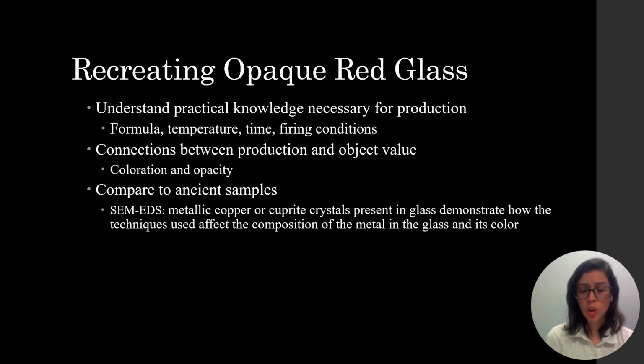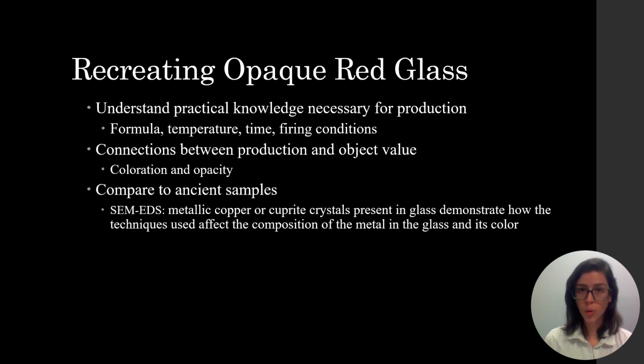I chose to include an experimental component to my dissertation, recreating opaque red glass, in order to understand the practical knowledge necessary for production, including the formula, temperature, time, and firing conditions. My hope is to shed light on the connections between these aspects of production and the object value of opaque red glass to producers and consumers, specifically focusing on the visual qualities inherent in the coloration and opacity of the glass.